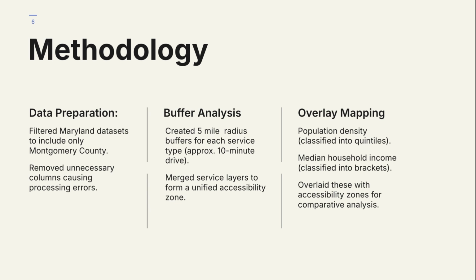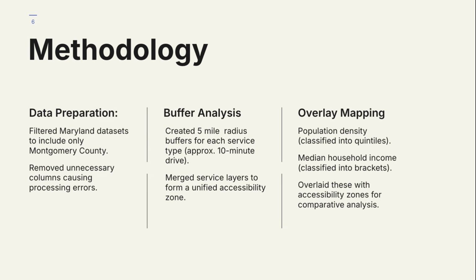Second step was buffer analysis. To estimate accessibility, I created a 5-mile buffer around essential services like hospitals, schools, and police stations, which approximately reflects a 10-minute drive time. I then merged these buffers to create a single layer representing areas that have access to services. Then I created two overlay maps.